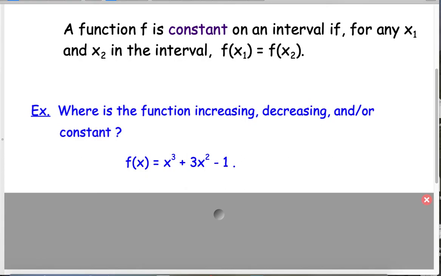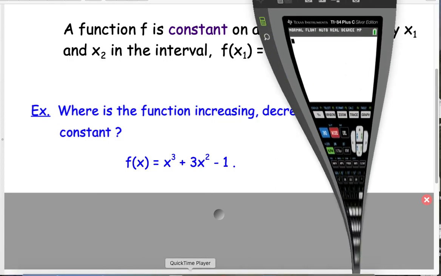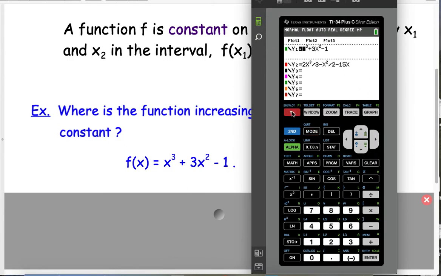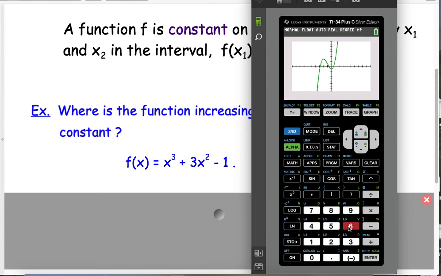So let's look at an example here and figure out where exactly is this function increasing and decreasing or constant. So with some calculus, this would be really easy to analyze, but we haven't gotten there yet. So what we're just going to do is look at the graph. So let's take our graphing calculator and let's go to y equal. And as you see, I already have that put in y1, and I'm going to graph at the standard window, so zoom 6, and there it is. So it looks like our graph is increasing.